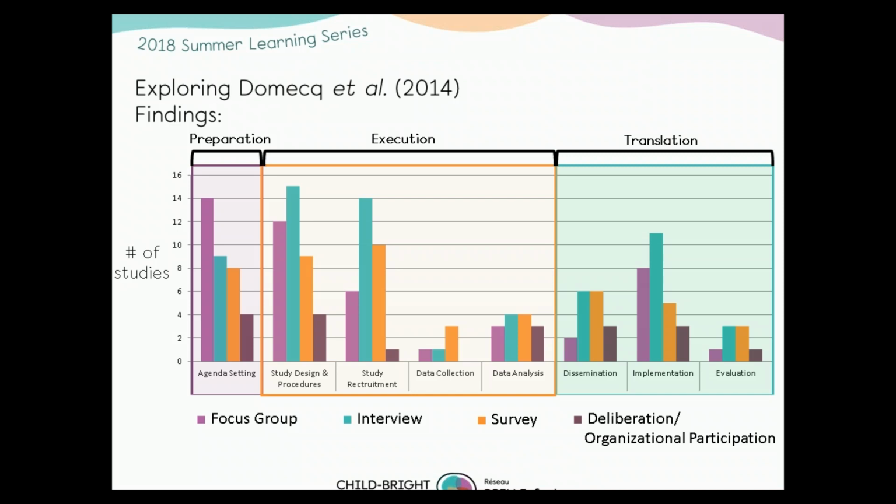Now, as you look at these results, I've broken it down into the three phases, and based on the legend on the bottom, you'll see that focus groups and interviews generally were the most widely used engagement tools. But what they found was that in general, engagement was feasible in most settings and most commonly done at the beginning of a research project, and less commonly during the execution and translation of research.